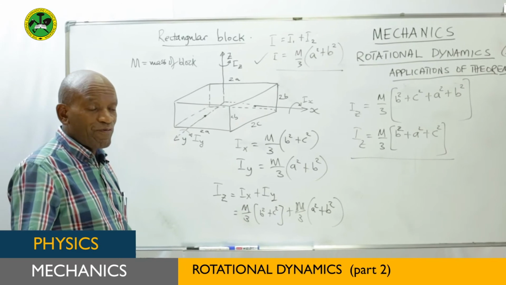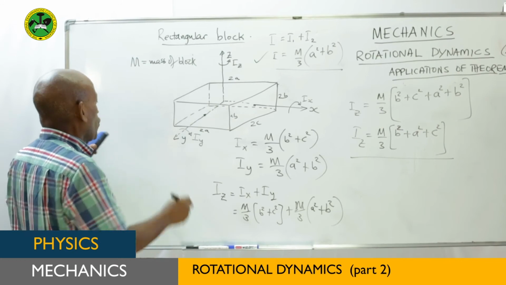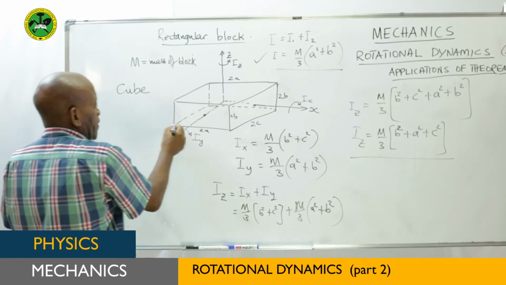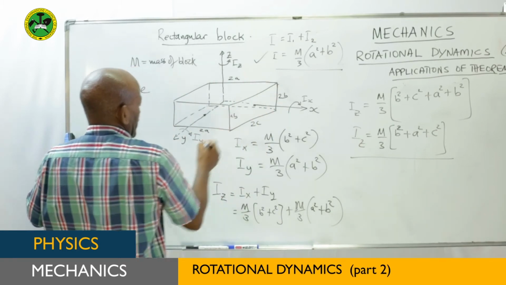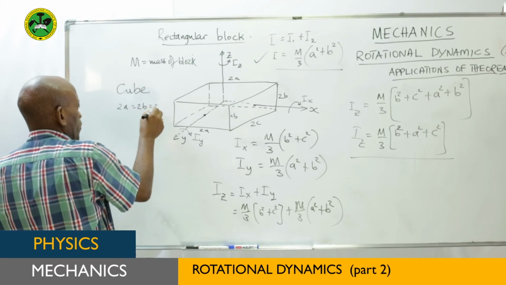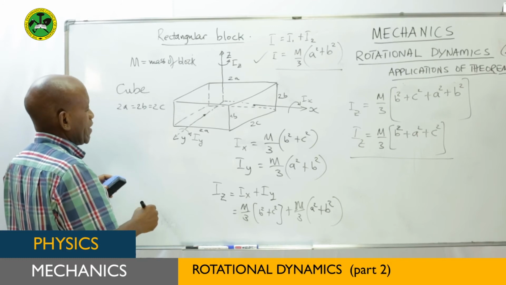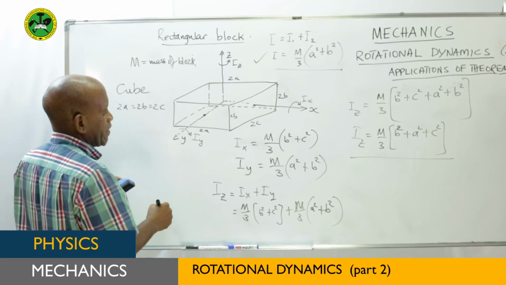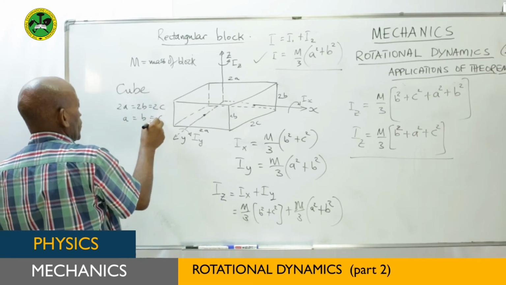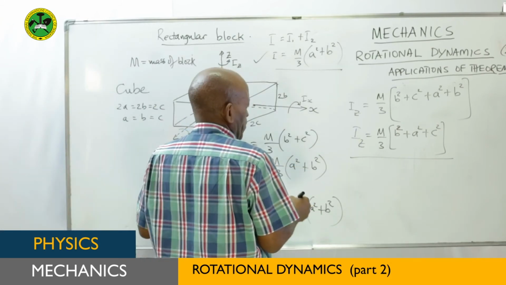But if now I'm talking about a cube, it means that this side will be the same as that side, and the same as that side. So 2A could be equal to 2B could be equal to 2C. And if that is the case, it's the same as saying that A is equal to B is equal to C. And if that's the case, I can take it to be A throughout, for example.